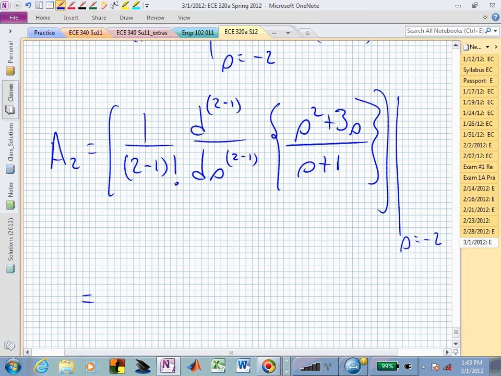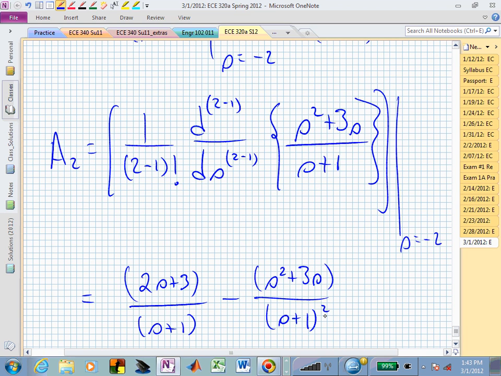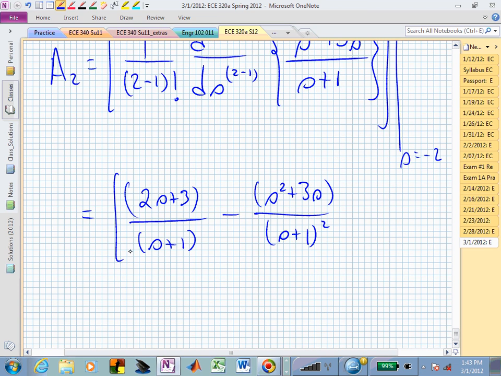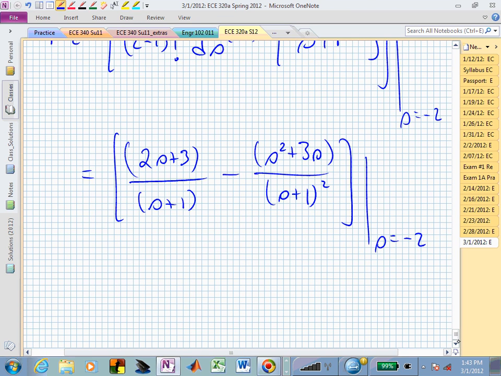We could do that many different ways, but let's just say that we have 2s plus 3 over s plus 1. That's the first times the derivative of the second, where my second is the denominator term, plus the first, which is my numerator, times the denominator's derivative. That's where the minus sign comes from. And I now have s squared plus 3s over s plus 1 squared. It may be to our advantage to actually simplify this, because we're going to need to differentiate it again, with respect to s.